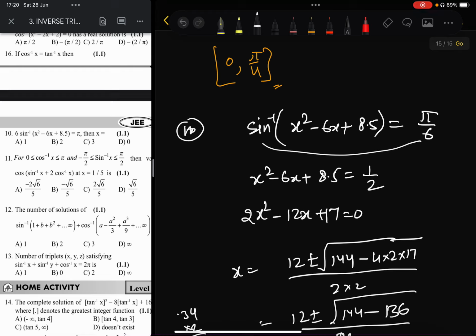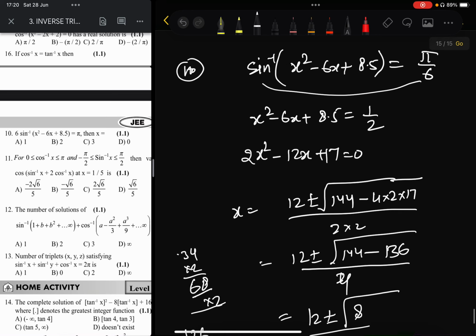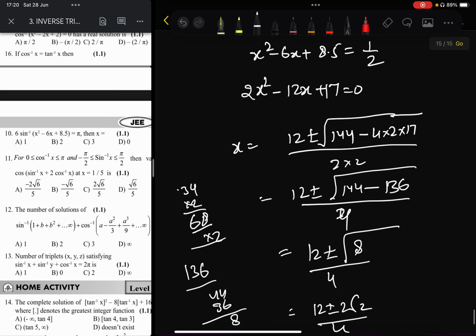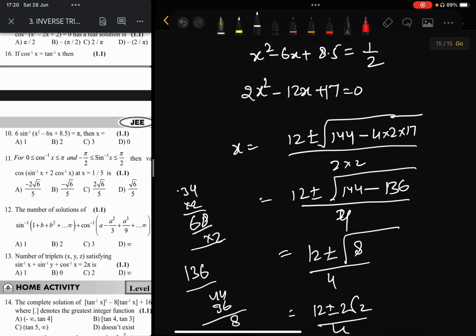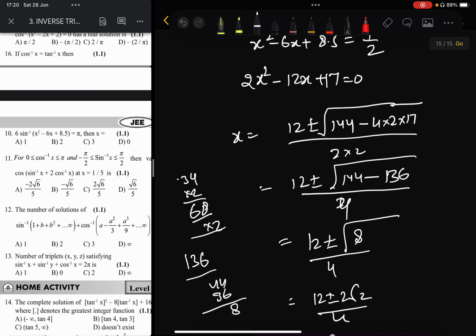Sine pi by 6 is 1 by 2, so 8.5 times 2 is 17, 6 times 2 is 12, right? So here 12 square is 144, 4 times 2 is 8, 8 times 17 is 136. There is some calculation error here.